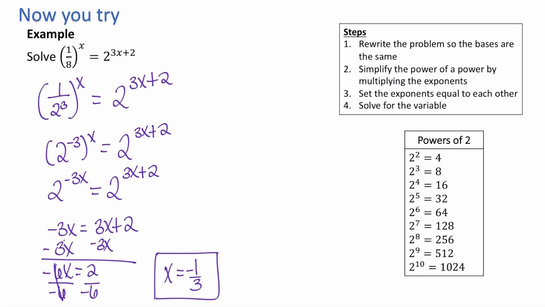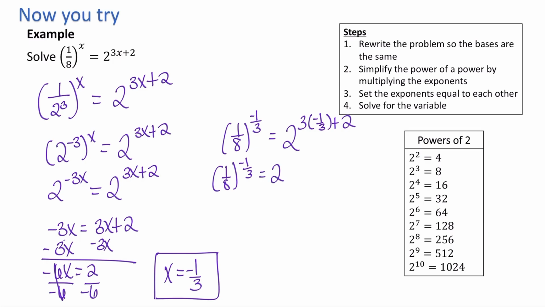So if we plug it into our equation, we have 1 over 8 to the negative 1/3 equals 2 to the 3 times negative 1/3 plus 2 power. So we have 1/8 to the negative 1/3, and that equals 2 to the 3 times negative 1/3, which is negative 1, plus 2. And this we can write as a reciprocal. We can actually say this is 8 to the 1/3 equals 2 to the 1, and that does work out. 8 to the 1/3 is just the cube root of 8. So the cube root of 8 equals 2, which is in fact true. So x equals negative 1/3 is the solution to this problem.